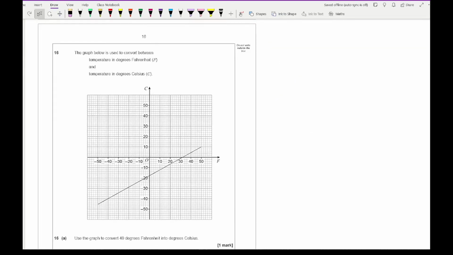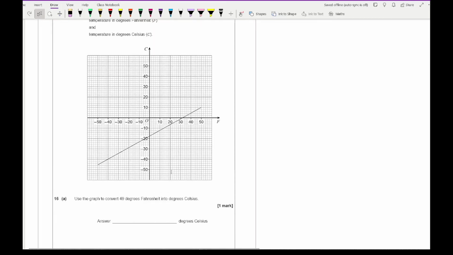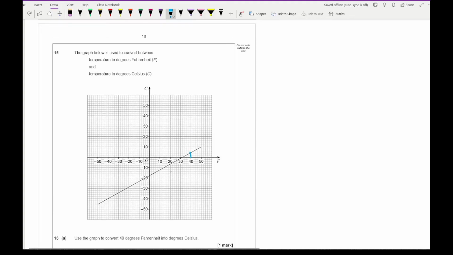So question 16 says that the graph below is used to convert between temperature in degrees Fahrenheit and temperature in degrees Celsius. Now the first part is asking us to use the graph to convert 40 degrees Fahrenheit into degrees Celsius. So in terms of this, what we need to do is to find 40 degrees Fahrenheit, which is just here, and I'm just going to draw a vertical line until it touches that curve, and then I need to read the horizontal value, which is just there.